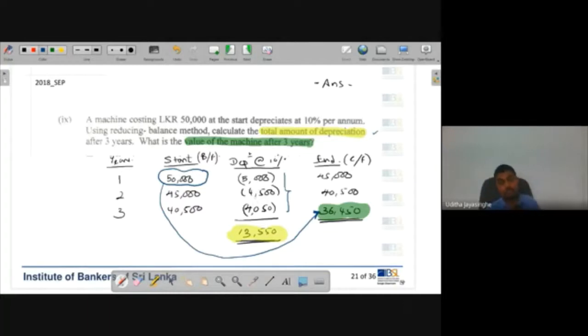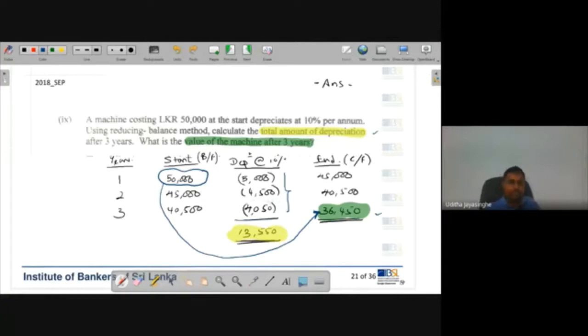Be careful, this question can be nicely put in a different way. What is the amount of depreciation for the third year, and what is the value of the machinery after 3 years? So this part could be the same, but for the first part, this may be the answer. Be careful on the wording.